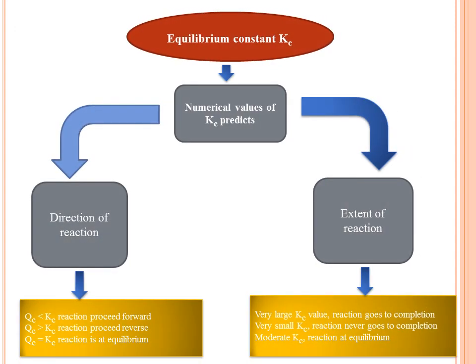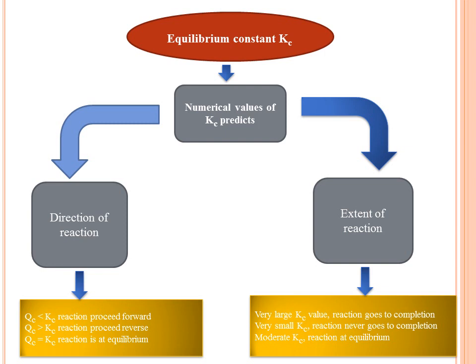In a nutshell, the equilibrium constant gives us information about the direction of the reaction and the extent of the reaction. Now the numerical values of Kc can predict: with a very large value of Kc, the reaction goes to completion. More products will form. The forward reaction will take place. With small values of Kc, the reaction never goes to completion. More reactants are present. The reverse reaction takes place. And a moderate value of Kc indicates that the reaction achieves equilibrium.